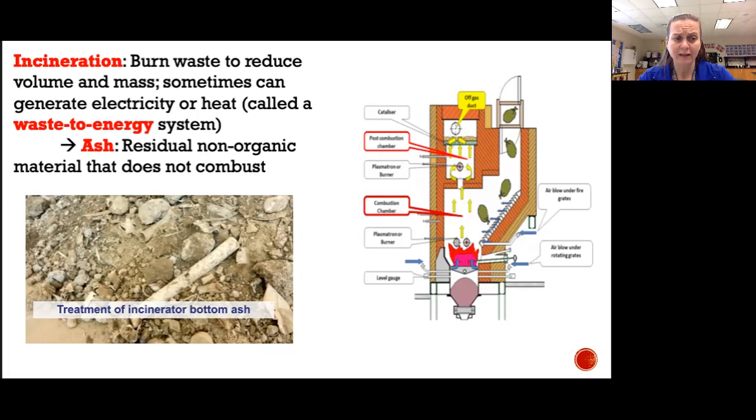The downside of incineration is obviously it's going to produce greenhouse gases. It may, depending on the content of the trash, also produce much more significant toxic gases or toxic pollutants. So mercury is one that can be released through incineration of municipal waste.